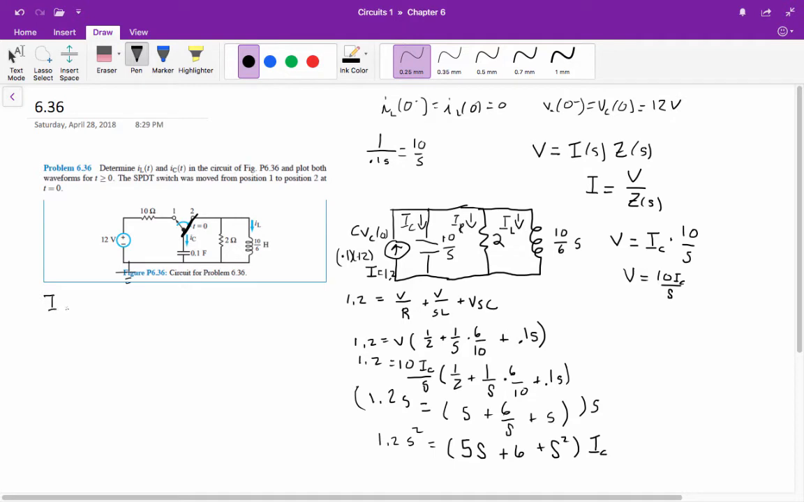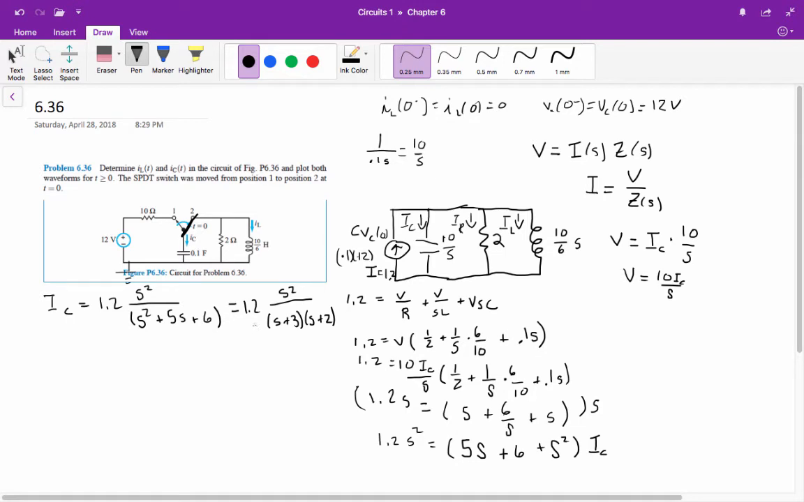So IC equals 1.2 s squared over s squared plus 5s plus 6, and that factors so that we get s squared over s plus 3 times s plus 2.